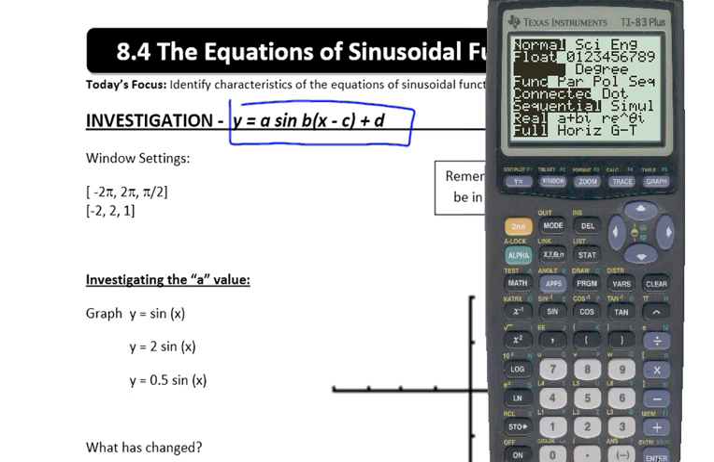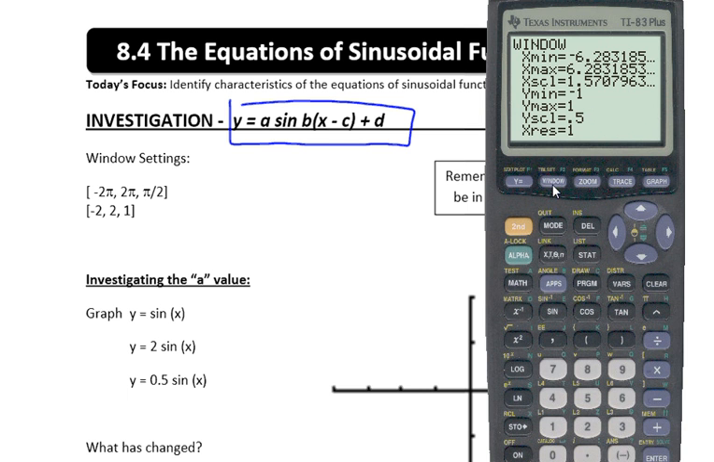The next thing I want you to do is go to your windows and type in the following: negative 2 pi, and pi over 2 for your scale. Then we're going to go negative 2 to 2 for our y min and y max, with a scale of 1. Pi over 2, so pi divided by 2, and it'll change it to a decimal for you.